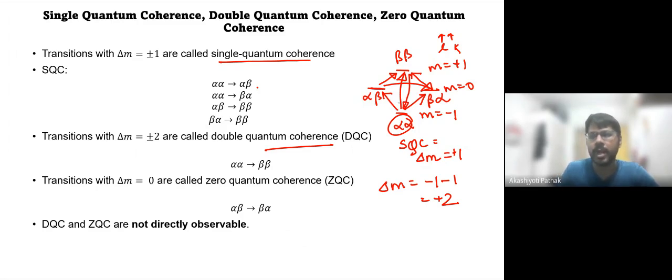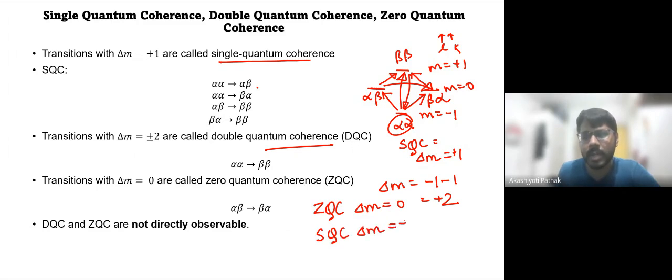These concepts come from quantum mechanical calculation, but for this course, what is required is to understand that three types of coherences can be obtained. One is the zero quantum coherence, which is because of delta m equal to 0. There can be single quantum coherences, because of delta m equal to ±1, or double quantum coherences because of delta m ±2.